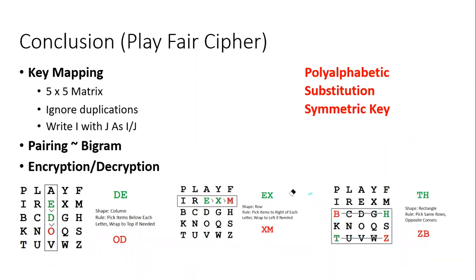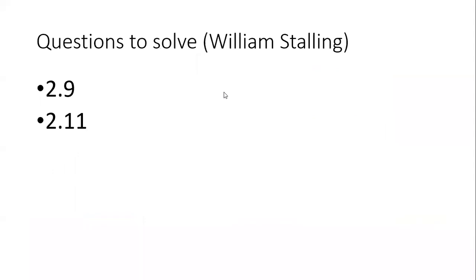After the conclusion, you need to note down some exercises that are in your book. That is question 2.9 and 2.11, which are relevant to the PlayFair cryptography technique, and you have to solve these questions. You have to create the key mapping, and there is some example relevant to the PlayFair technique.